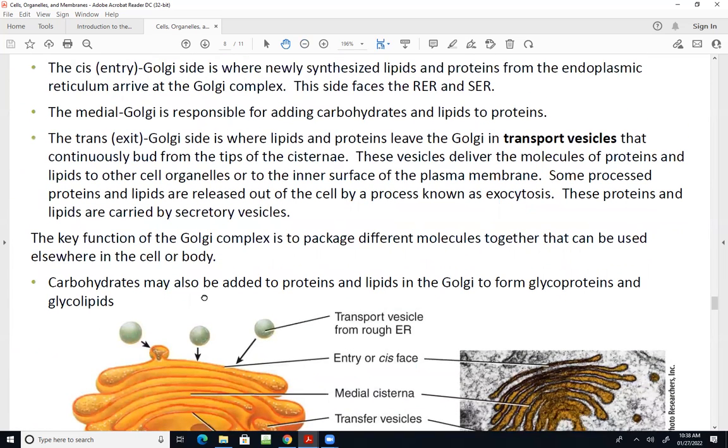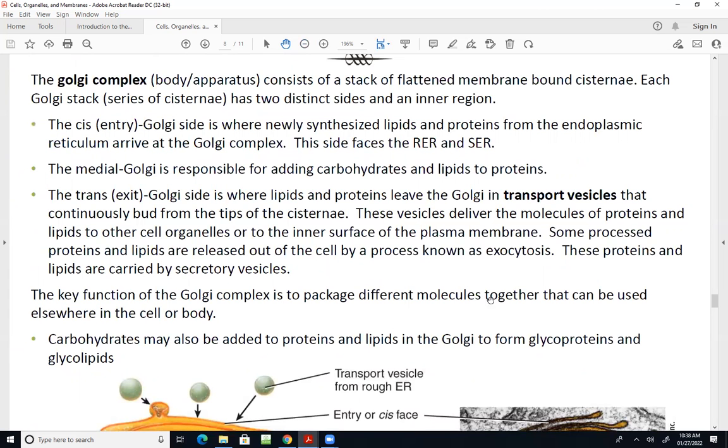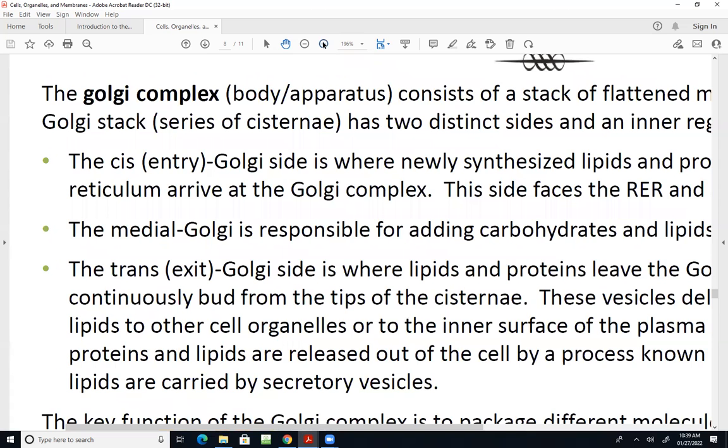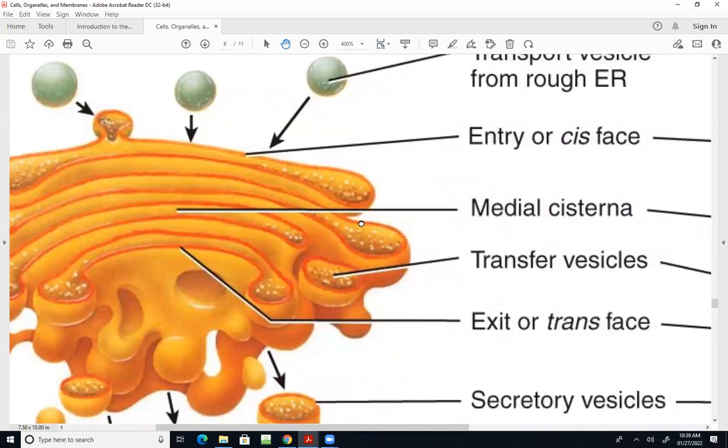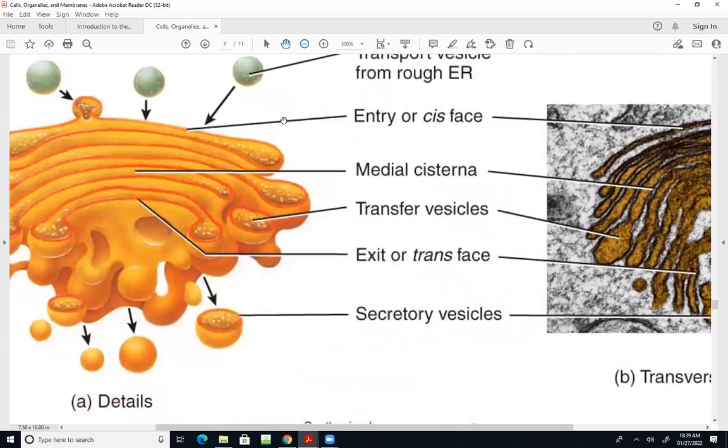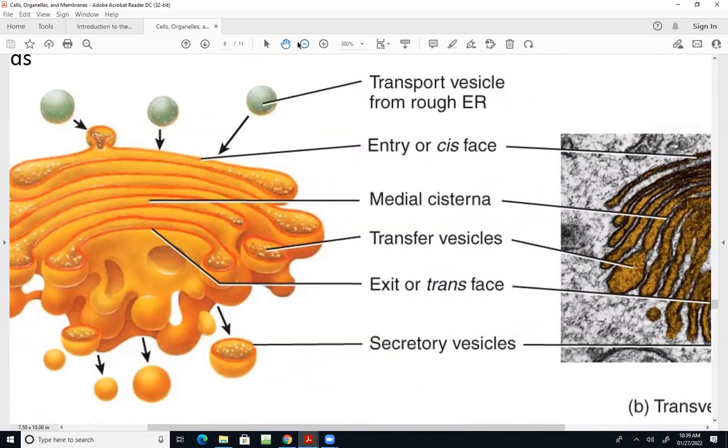The key function of the Golgi is to package different molecules together that can be used elsewhere in the cellular body. I tell students to think of it like the UPS, the FedEx, the postal service of your cell. They receive and ship packages, the packages being proteins and fats. Now, there are distinctive parts to the Golgi. The entry or cis face is the side of the Golgi that is facing the RER and the SER. In this case, it's the RER. This is where the package comes.